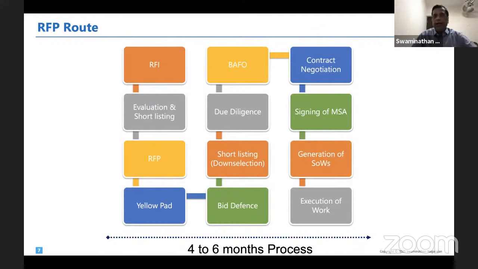So based on that, I shortlist some vendors. Maybe 10 vendors have responded. 10 IT service companies have responded, and you evaluate them, you shortlist. Let's say you select 5. And for the 5, you go to the next stage, what is called a request for proposal.